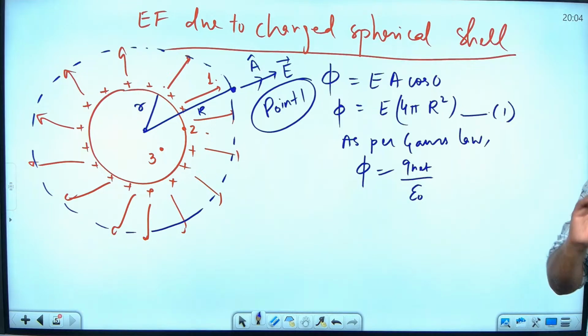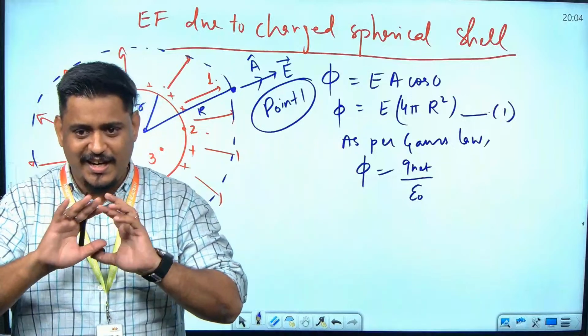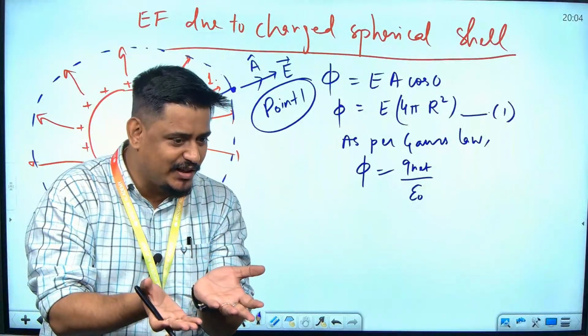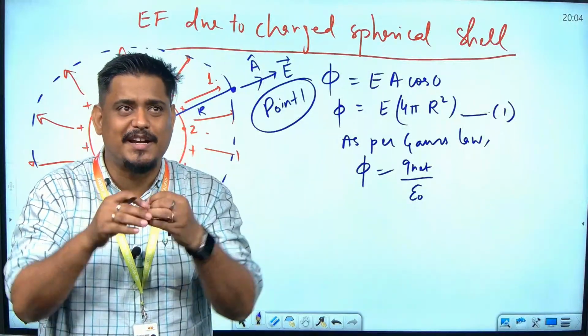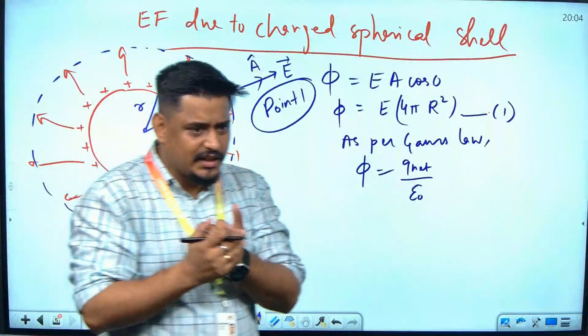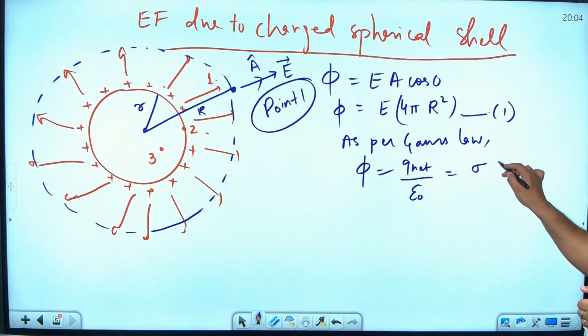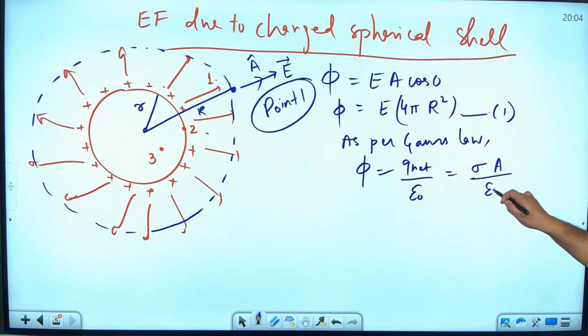Don't think it is a sphere, so it is having volume charge density. No. Though it is a sphere, it is having surface charge density only. The charge is not spread in the entire sphere. It is only on the surface of the sphere. So it is surface charge density, isn't it? So what will be Q net? Q net will become equal to sigma into A, divided by epsilon naught.